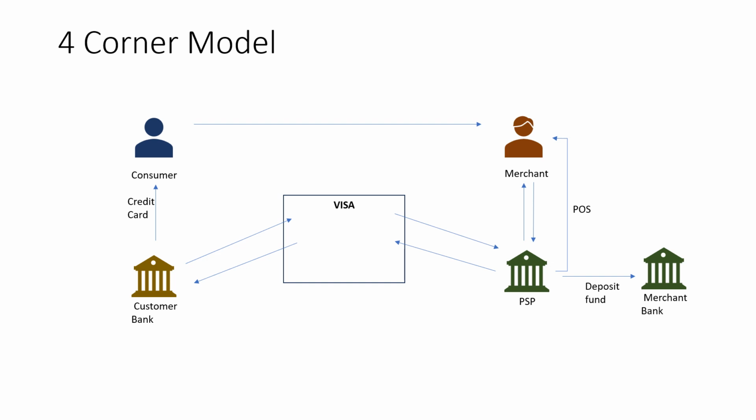PSPs process the payment and they contact the issuer, that is the customer bank or consumer bank, through a network, for example, Visa. And finally, after clearing and settlement, the PSP will deposit the funds into the merchant bank. And the PSP will charge a percentage of the payment amount, for example, 1%, 2%. Some merchants pass on this charge to consumers, which is wrong.